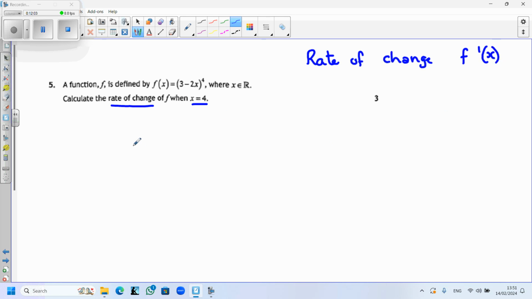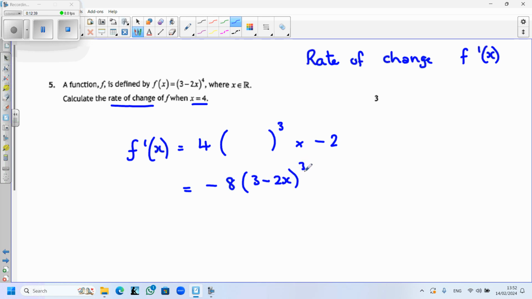Now, this is one of your bracket ones, so the rule to take the derivative of that bracket is to multiply by the power, keep the bracket in there, take 1 away from the power, so that would become 3, but we've got to multiply by the derivative of the bracket. The derivative of 3 disappears, the derivative of -2x becomes -2. So we gather that all together: -2 times 4 gives me -8. And the bracket becomes (3 minus 2x), all to the power of 3. So that's basically your derivative.